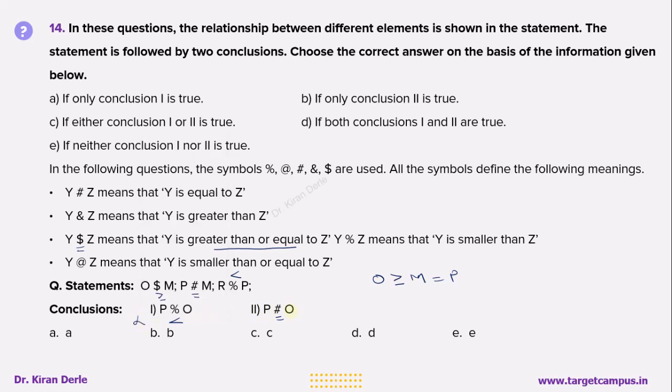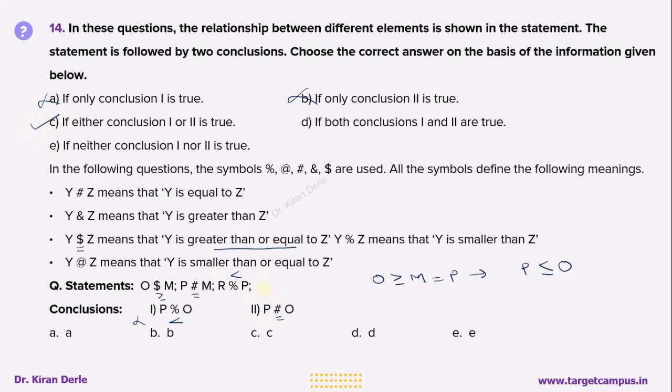Now just try to understand. See, I can write O is greater than or equal to P, or I can also write it as P is less than or equal to O, right? Now the first alone is saying P is less than O. We cannot definitely say it is less than O. The second alone is saying P is equal to O. We cannot definitely say that it is always equal to O, right? So alone this is not true. Alone this is not true.